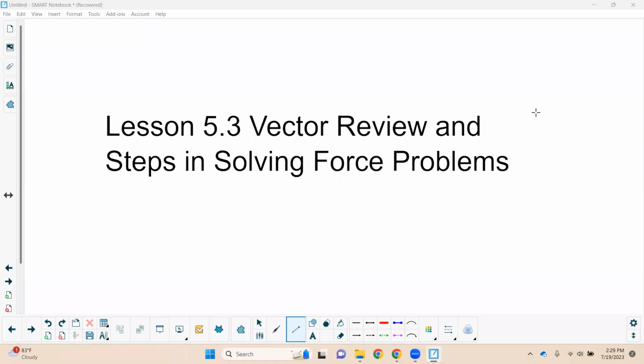All right, so we're gonna go to the next video, which is 5.3, and that's dealing with vectors. So just reviewing vectors a little bit, and then steps in solving force problems. Sometimes vectors are not in just one direction, like left or right or up or down, but sometimes they are in multiple directions. So if it's in two directions, you'll need to follow these steps to find what are called the components of vectors.